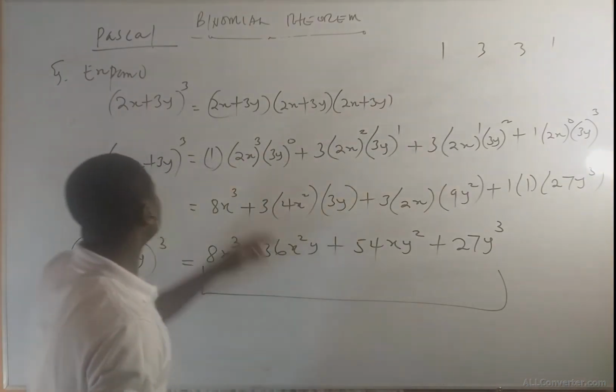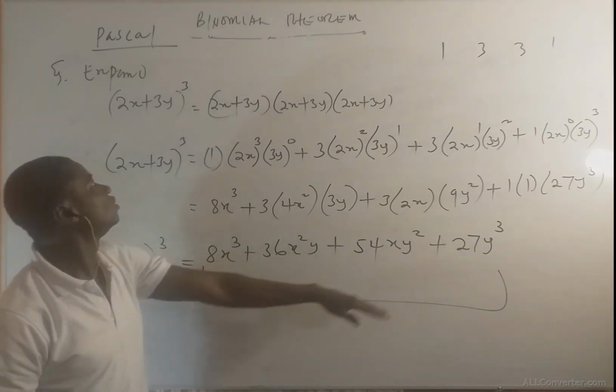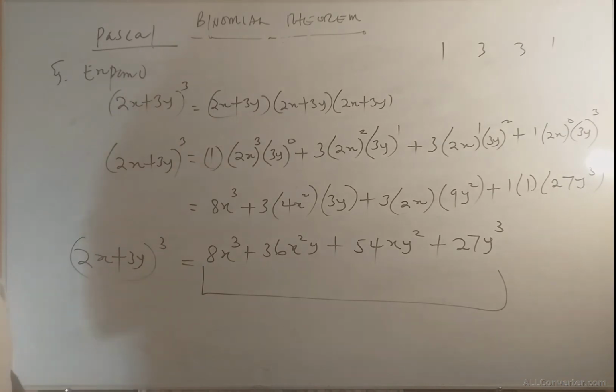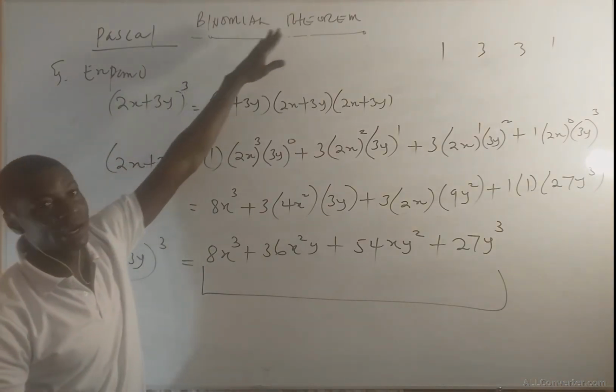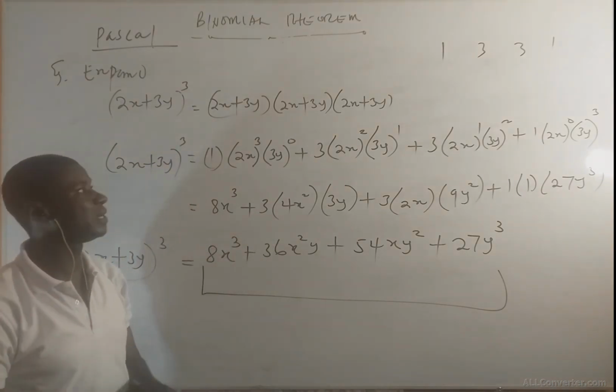So you see that even with this expansion to the exponent 3, look at how tedious it is. Assuming you are given 2x plus 3y exponent 7, then it will be very tedious. And that is why we apply the binomial theorem. But for now, what we have talked about so far is the binomial expansion.